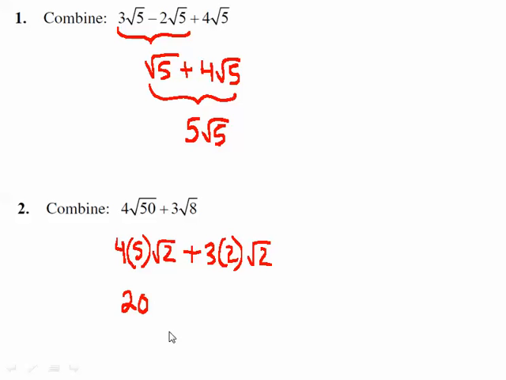So 4 times 5 is 20. 6, let's say it's 3 times 2 is 6. And add it together finally. Now we can add them together. Hey, that's a lot simpler version of that one over there.